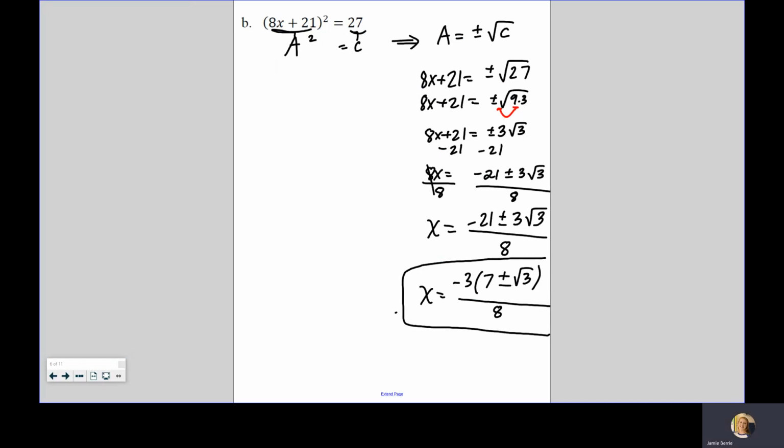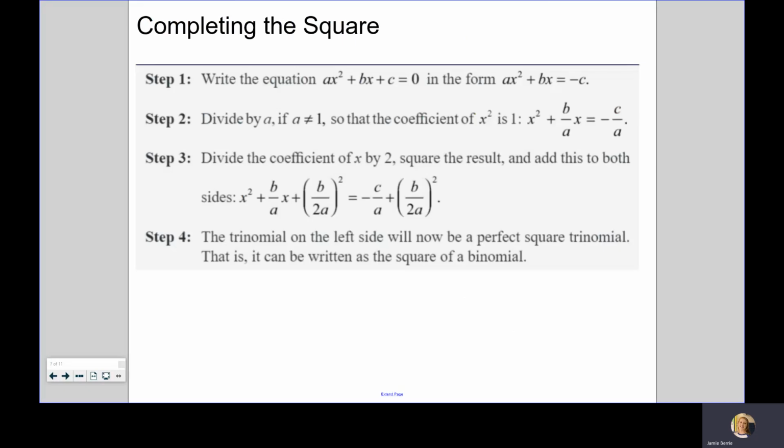All right. So that was the square root method. Really useful for solving equations that are set up in this way where you have a squared term on one side and a number on the other side. All right, now let's look at what I would call the most challenging method, which is completing the square.